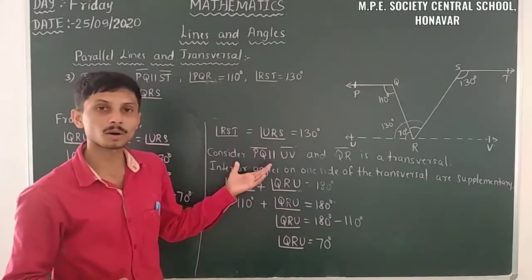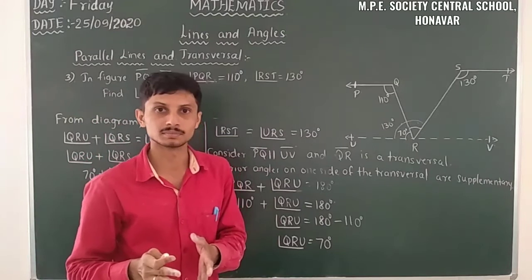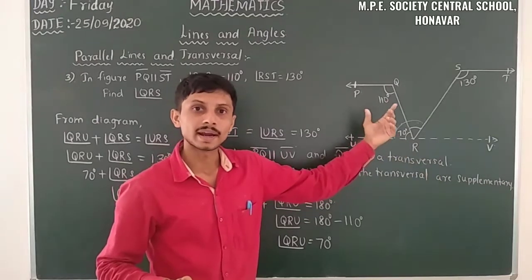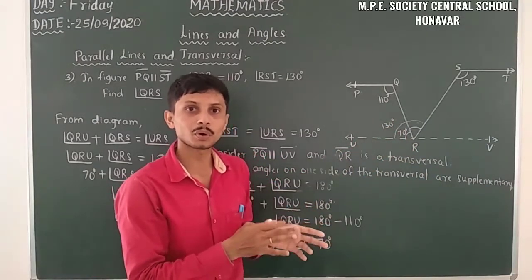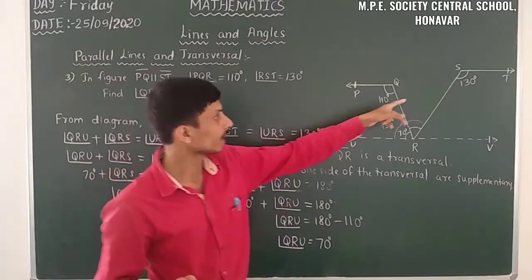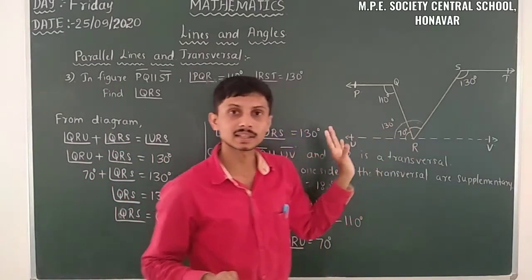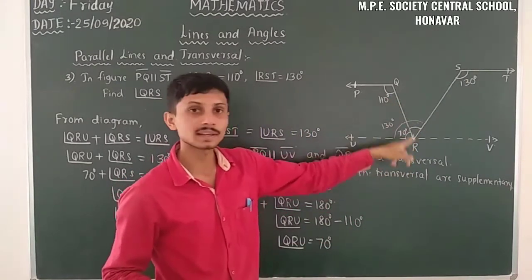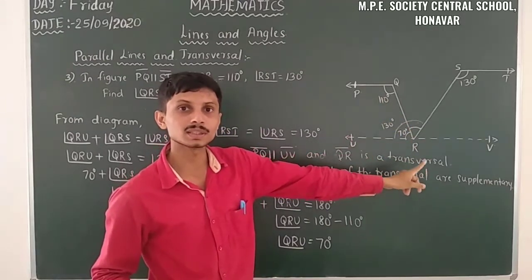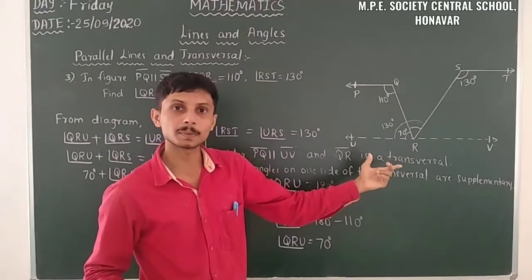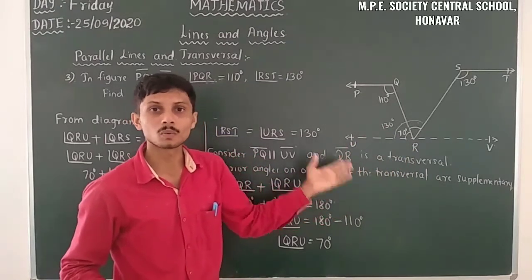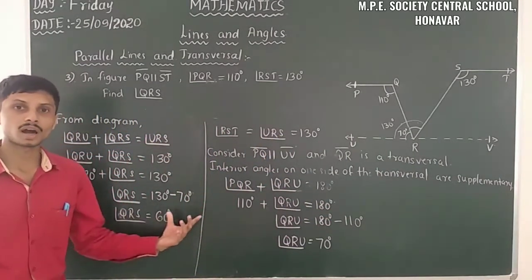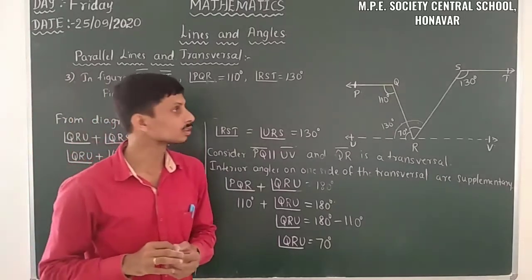We found this out with the help of some theorems and axioms. Firstly we took one construction, and then we took theorem 6.2, that alternate interior angles are equal. Then we took theorem 6.4, that allied angles are supplementary, that is, interior angles on one side of the transversal are supplementary, or the sum of those two angles is 180 degrees. Then from the diagram we calculated angle QRS. So this is about this problem.